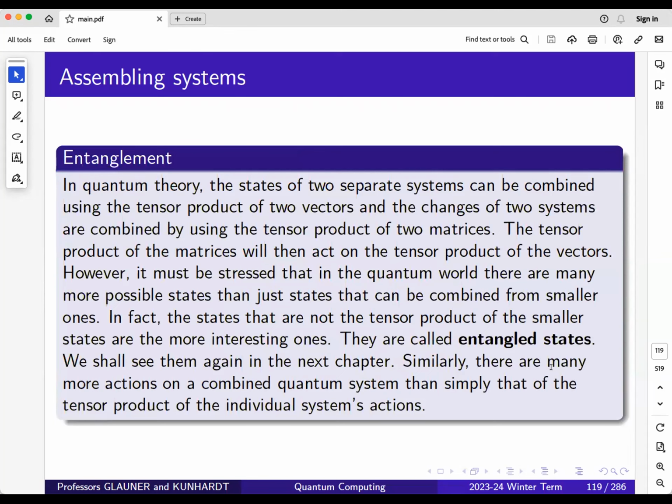So there is another sort of scary or strange concept in quantum physics. It's entanglement. And it appears when you have two separate systems, and you can combine two separate systems with the tensor product. But then there can be states in this composite system which cannot be broken into these two separate systems anymore. And those so-called states are entangled states. And that's something we will also investigate in the next chapter when we look deeper into quantum theory, because entanglement is also a property that is relevant to quantum computing.